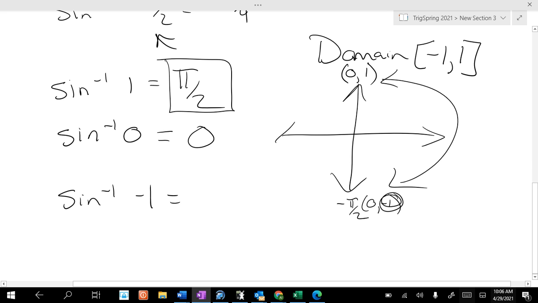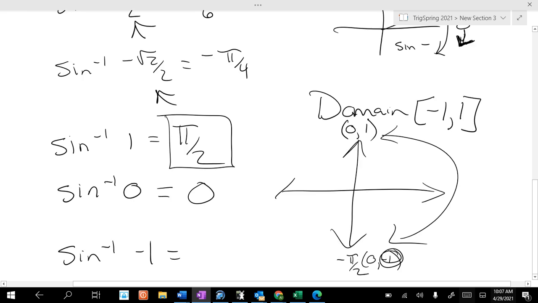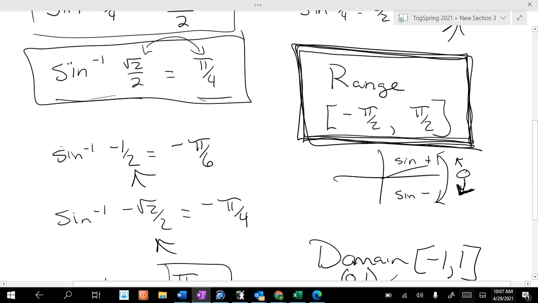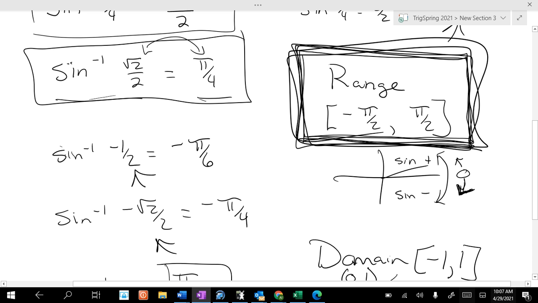Man, this is whack. It's not 3 pi over 2 because that's not part of our range. You got to think about our range. What is our range? There you go, Aspen.